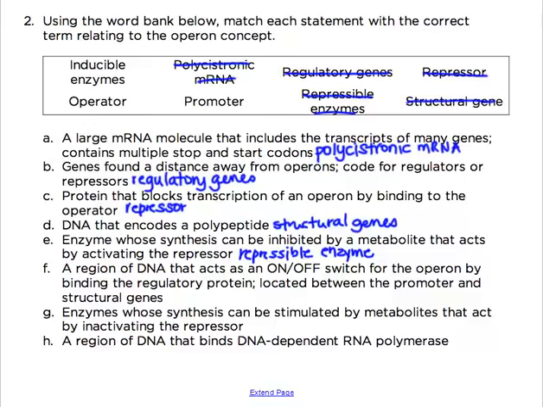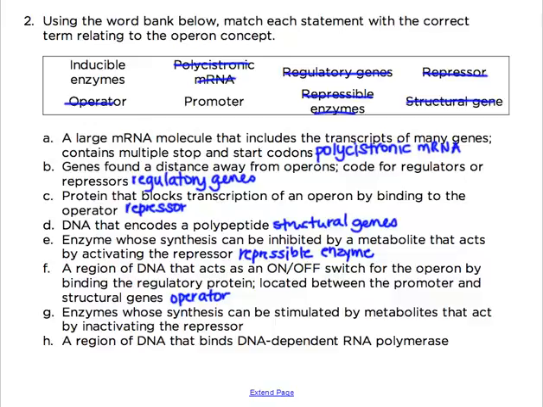F. A region of DNA that acts as an on-off switch for the operon by binding the regulatory protein, located between the promoter and the structural genes. So this is what's known as the operator. So we'll see in later questions the general structure of an operon. There's the promoter, the operator, the structural genes, etc. And the operator is actually the molecular switch is what a lot of people call it, because it can bind the regulatory protein, which is where you have that roadblock to RNA polymerase.